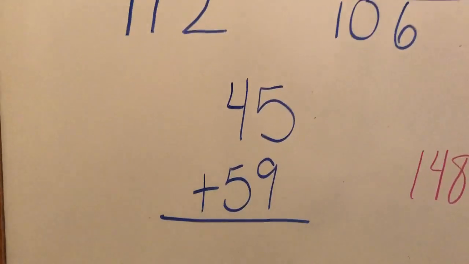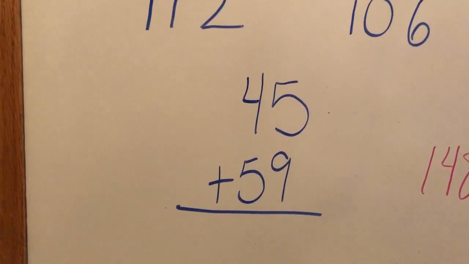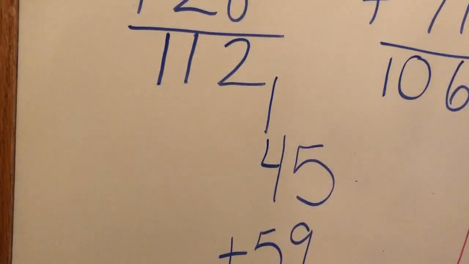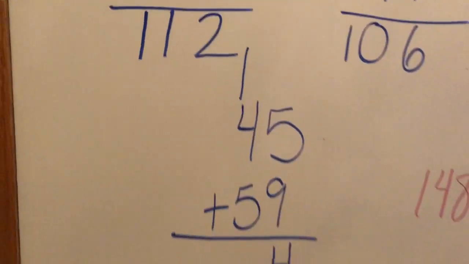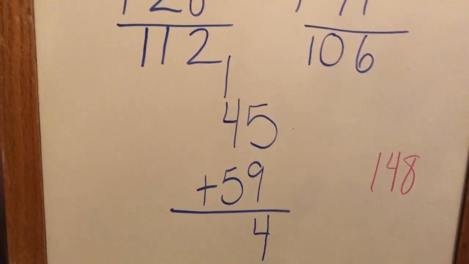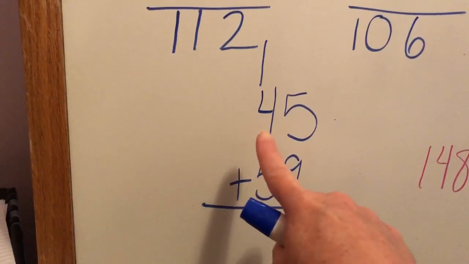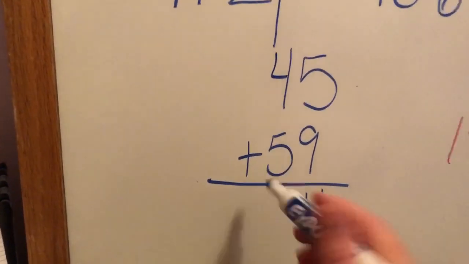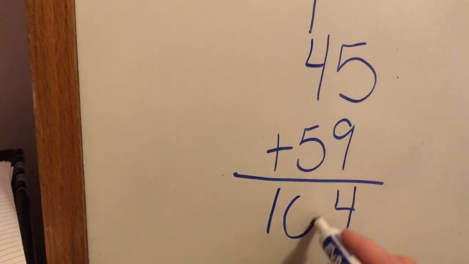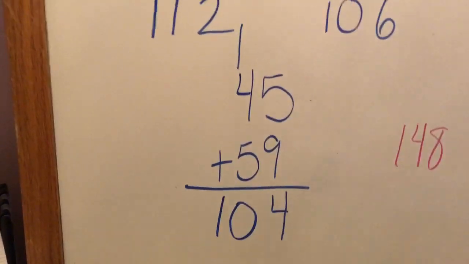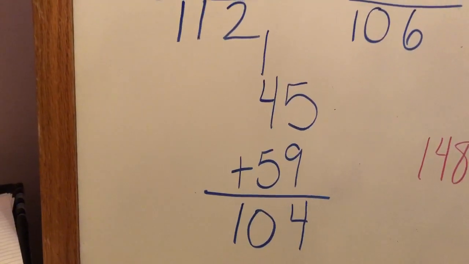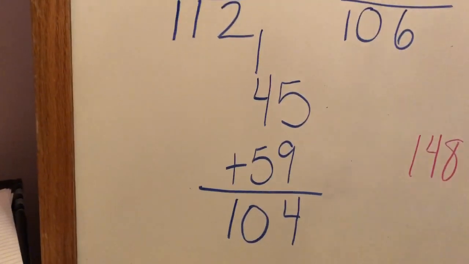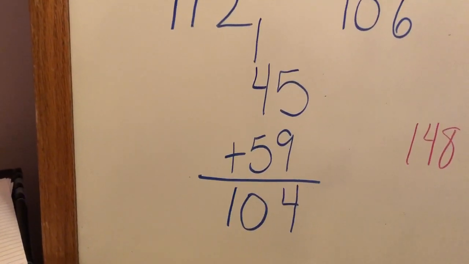Okay? All right. Let's add our ones. 5 plus 9 equals, you're right, it is 14. We do have to trade for a dime. We have 4 pennies left. And let's add up our tens. 1 plus 4 equals 5. And 5 plus 5 equals 10. Look at that. That's another one really close to 100, but indeed it is just 4 over 100. So 45 plus 59 does equal 104.